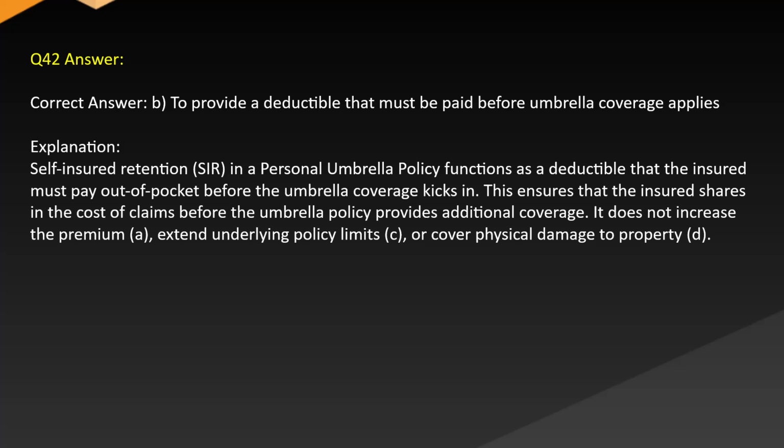Explanation: Self-insured retention in a personal umbrella policy functions as a deductible that the insured must pay out of pocket before the umbrella coverage kicks in. This ensures that the insured shares in the cost of claims before the umbrella policy provides additional coverage. It does not increase the premium, A, extend underlying policy limits, C, or cover physical damage to property, D.